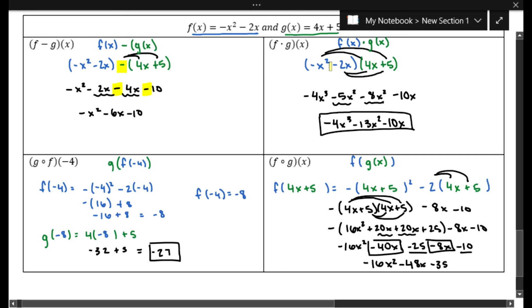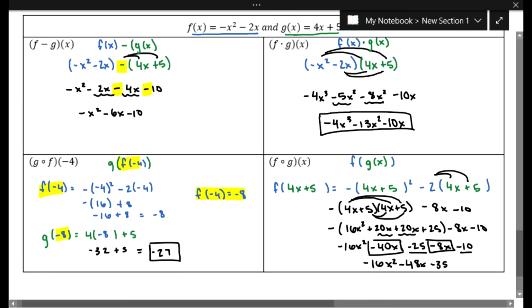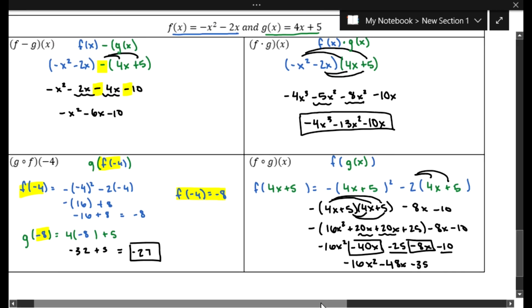When we FOIL, make sure you're adding your exponents too. Remember, when we're doing numbers, it's easy. You're just plugging in f of negative 4 first. We know f of negative 4 is 8, so I can plug in negative 8 into the g function and solve from there. On this last one, there's a couple places where mistakes are going to be made.